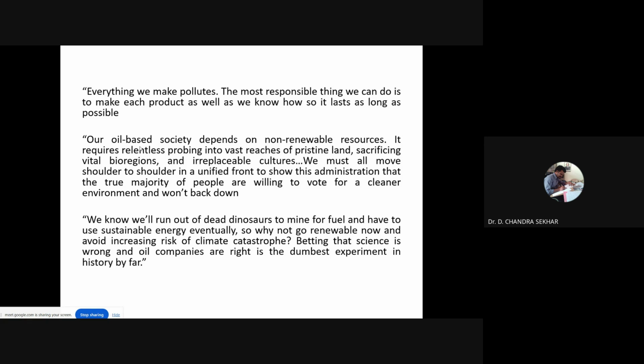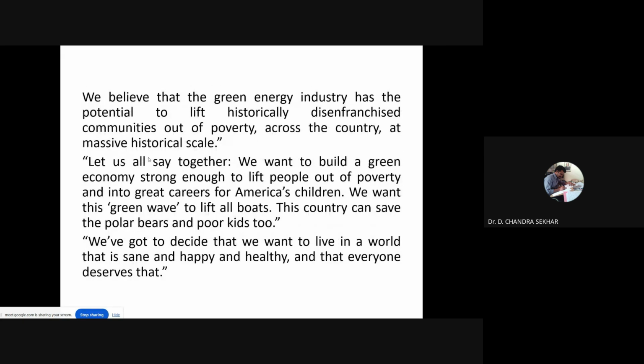So we must all move shoulder to shoulder. It is our responsibility to build renewable energy sources, to produce clean energy. We know we will run out of dead dinosaurs to mine for fuel, so we will have to use sustainable energy eventually. So why not go for renewables and avoid increasing the risk of climate change? Betting that science is wrong and oil companies are right is the dumbest experiment in history by far.